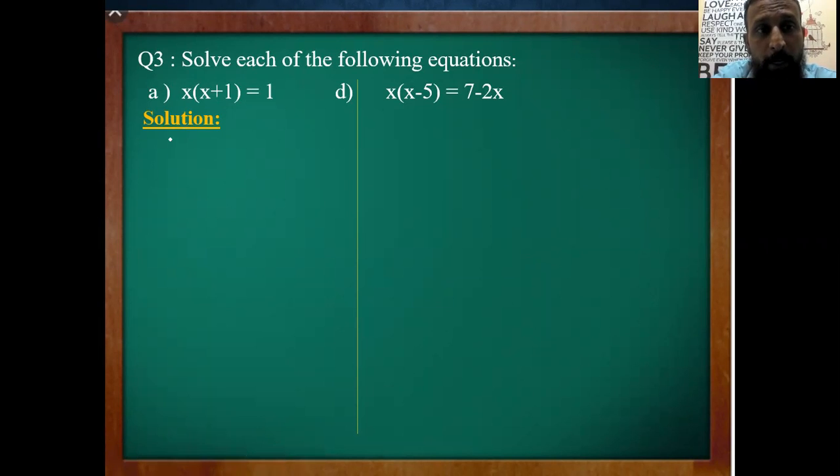So let's open up the bracket. x squared plus x equals 1. Okay. Do you think it's equal to 0? Is there any 0 on either side of the equation? No. We need to bring this 1 to this side.